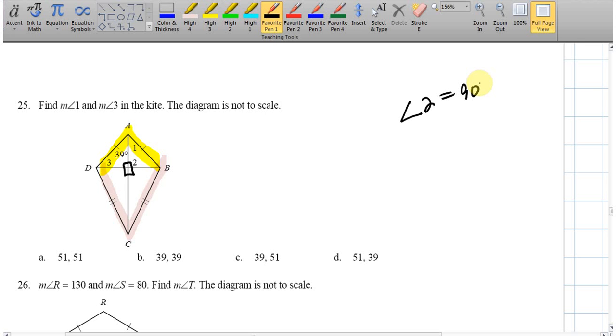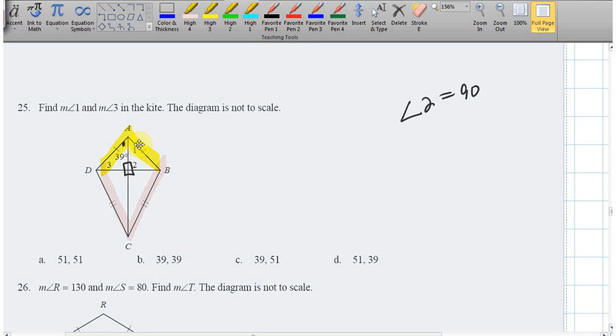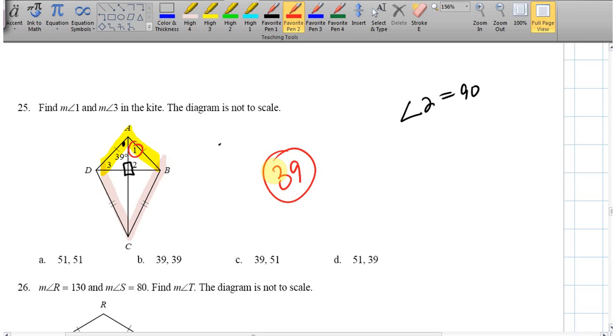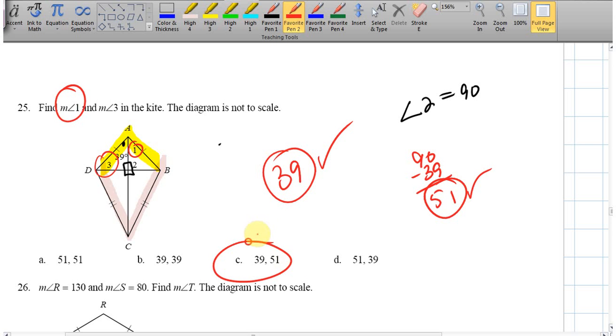And so, what else do we know? It looks like this angle in here is 39 degrees. So angle 1 is going to be 39 degrees as well, because that angle gets bisected by that particular part of the diagonal. And the complement of 39 is going to be angle 3. So if I take 90 minus 39, that's going to be 51. 51 is going to be angle 3. So what do we have to find? We have to find angle 1, which is 39, and angle 3, which is 51. So what's our answer? C.